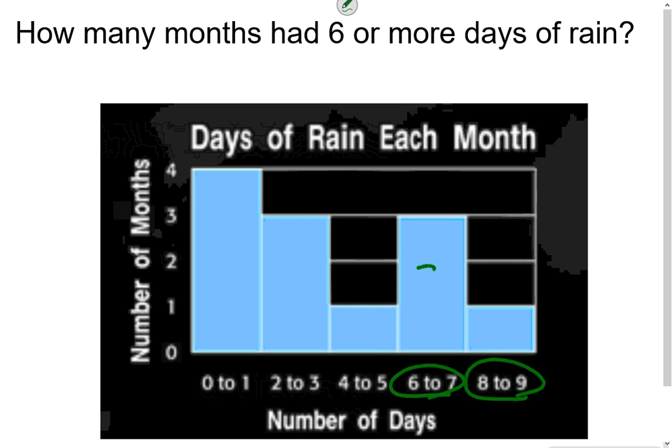And I see that this bar has 3 in it. This bar has 1 in it. Well, 3 plus 1 equals 4. It had 6 or more days of rain. Oh, no, I labeled that wrong, not days. Sorry about that. Let's try this again. How about 4 months had 6 or more days of rain? There we go. That's better.